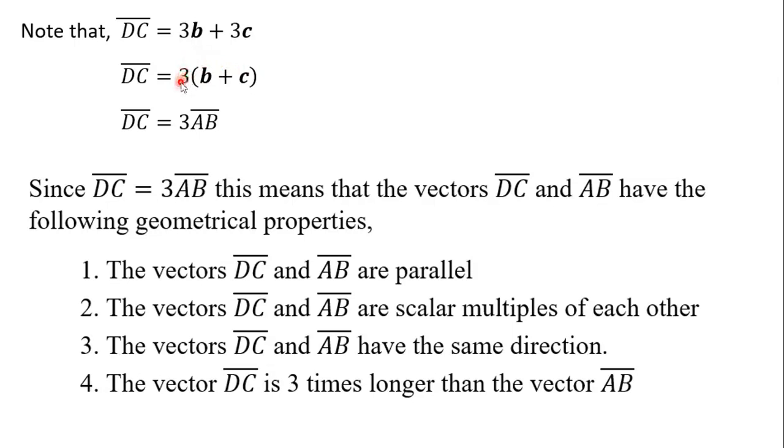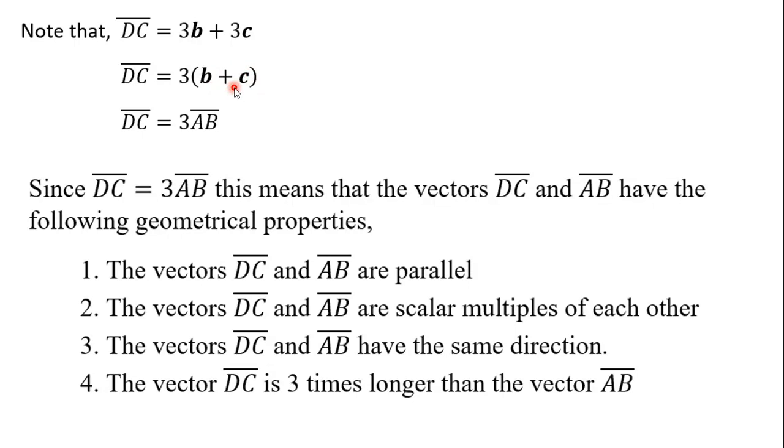Now, all this is the same thing. We just write it a different way. We have 3 times B, which is the same as 3B, and 3 times C, which is the same as 3C. And so we have DC equals 3 times (B plus C). This is just another way to write it.